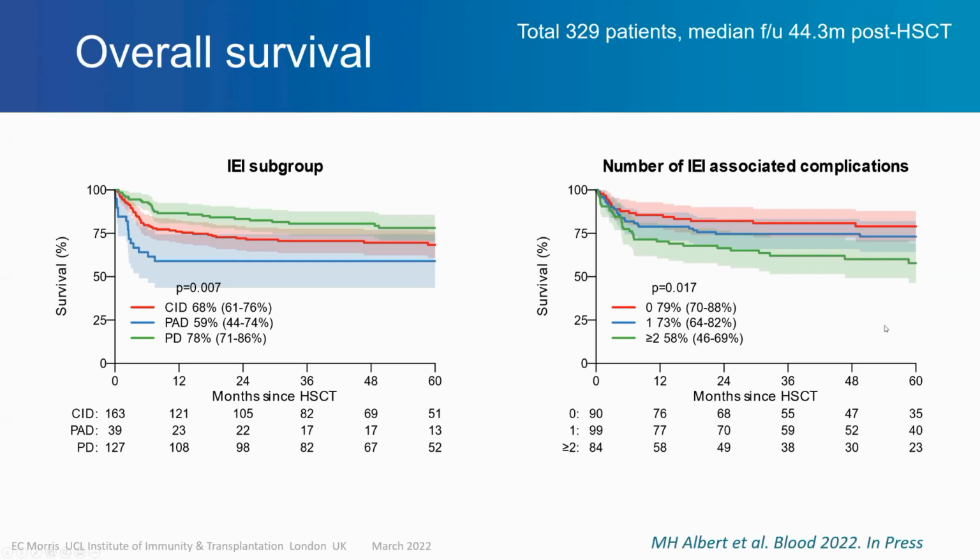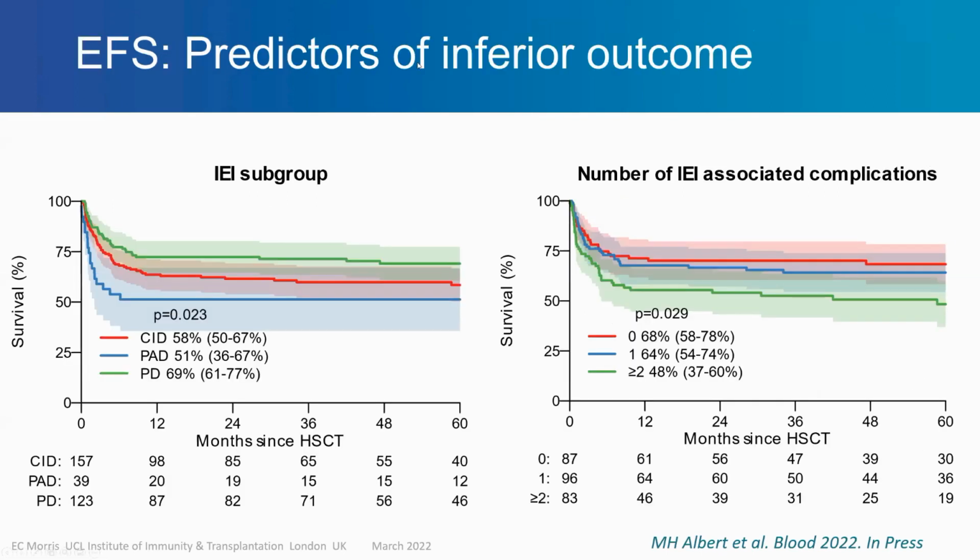When we looked at event-free survival, both IEI subgroup and the number of IEI-associated complications, again, were predictors of inferior outcome, with patients, again, with the CVID and the predominant antibody deficiencies doing worse, with about 50% event-free survival, and patients with multiple IEI-associated complications doing worse.